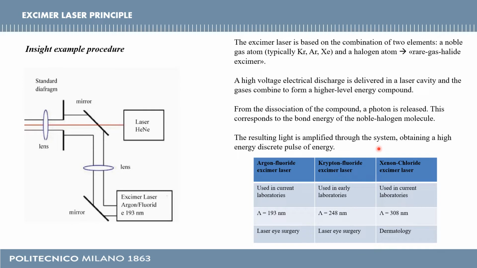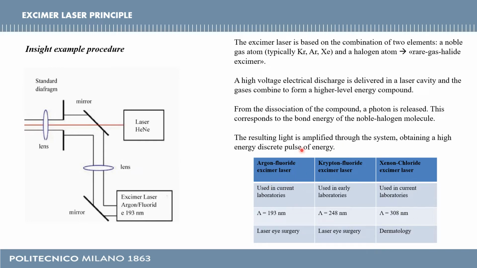In particular, the typical wavelengths for the excimer laser range from 193 nanometers to 308 nanometers, but it can even arrive at 351 nanometers, for instance. So excimer lasers have short wavelengths, and as a consequence, photons have high energy. This results in a reduced interaction time between the laser radiation and the material. Therefore, typically, the heat-affected zone is minimized.